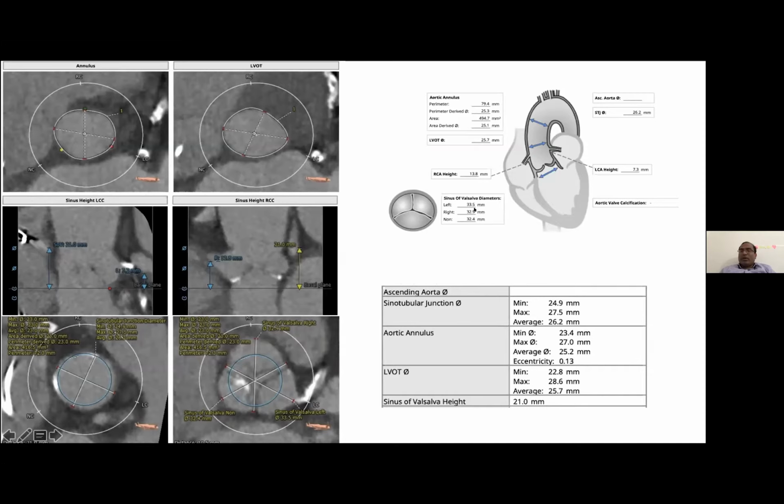The sinuses were quite good in size, broad in size. So there is mild calcium at the 8-9 o'clock position at the STJ level.